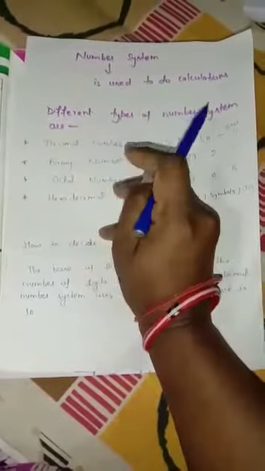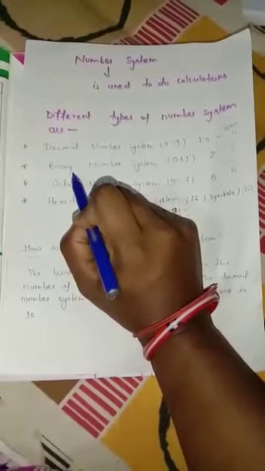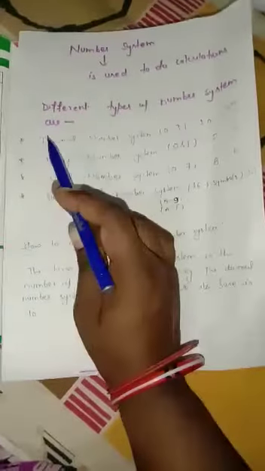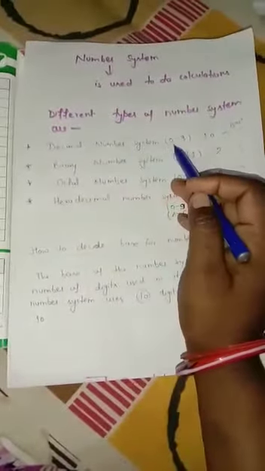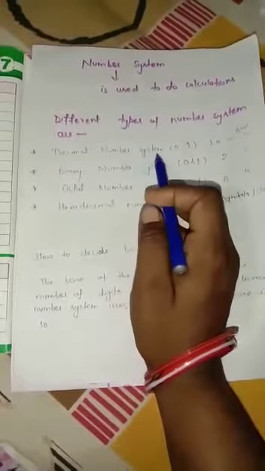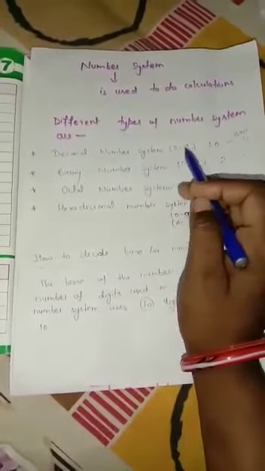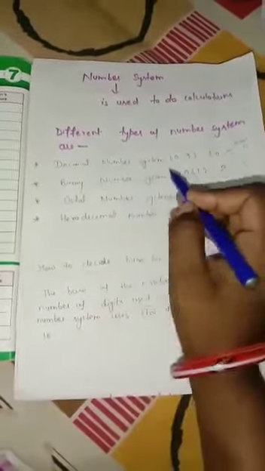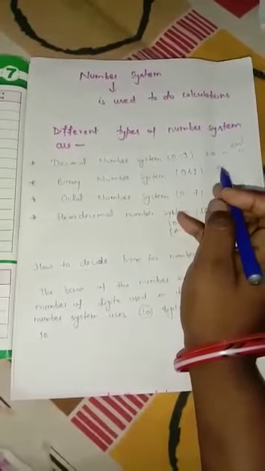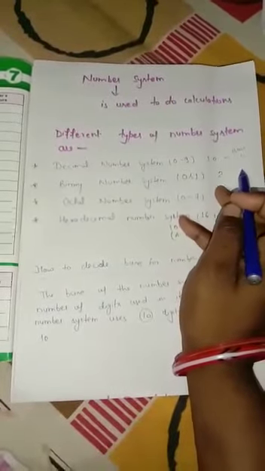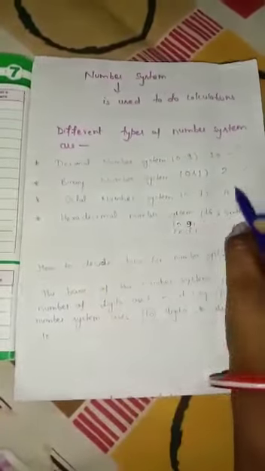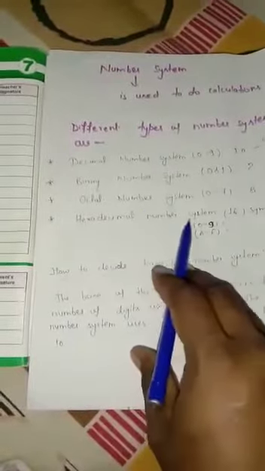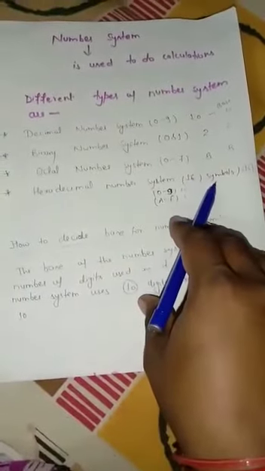So the different types of number system are decimal number system, binary number system, octal number system and hexadecimal number system. First of all, I would like to tell you about decimal number system. Decimal number system consists of 10 digits, which is 0 to 9, with the base 10. Binary number system consists of 2 digits, 0 and 1, with the base 2. Octal number system consists of 8 digits, 0 to 7, with the base 8. Hexadecimal number system consists of 16 symbols.